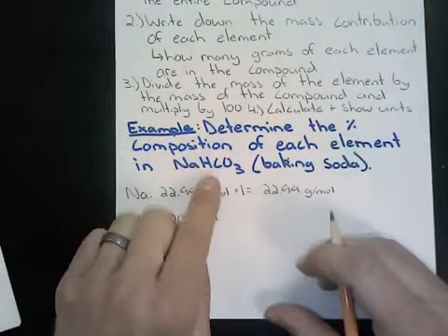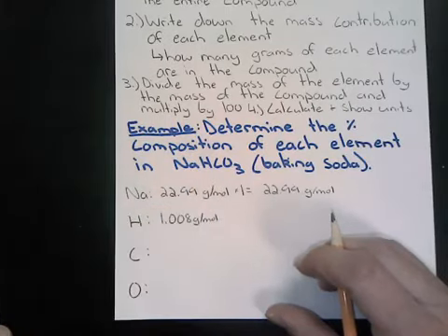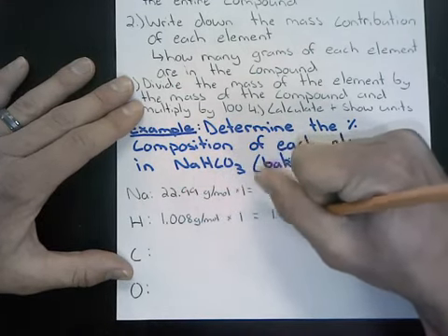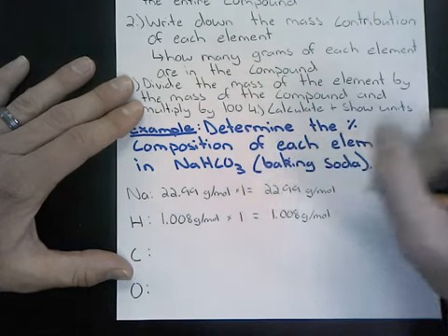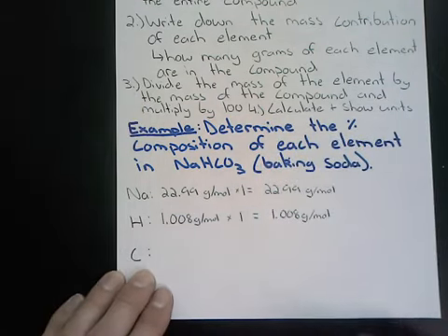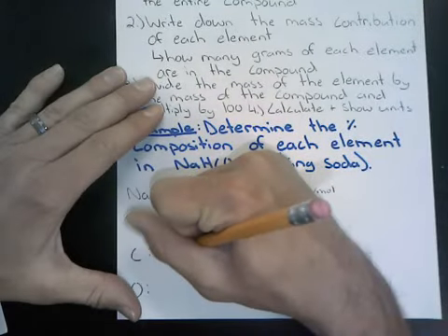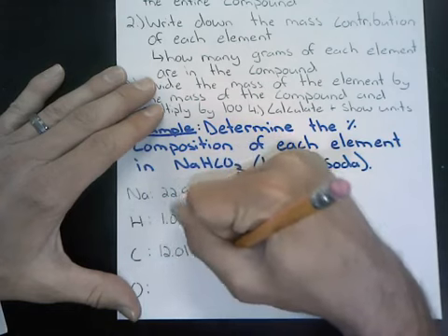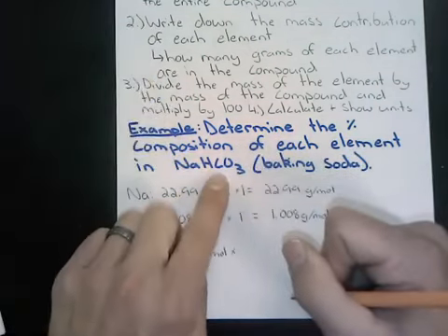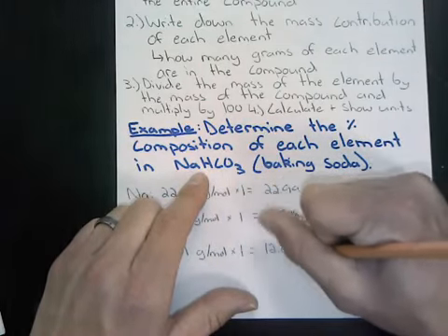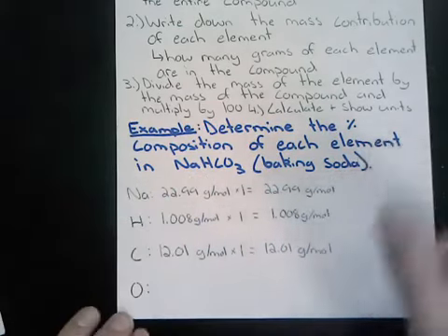Again, we multiply it by how many hydrogens are in our formula, which is just 1. So again, this just contributes 1.008 grams per mole. And then we go down to carbon. Carbon, if you find it on the periodic table and you round it to 2 decimals, would be 12.01 grams per mole. You multiply that by the number of carbons in our formula, which is just 1, and you have 12.01 grams per mole. And then our last element here is oxygen.